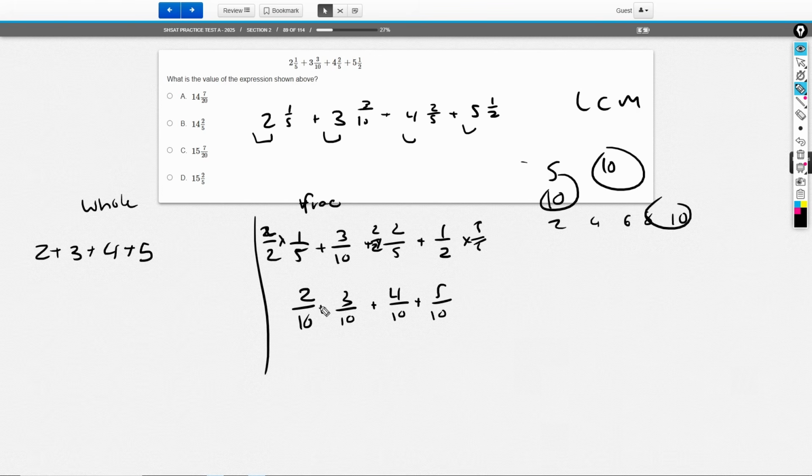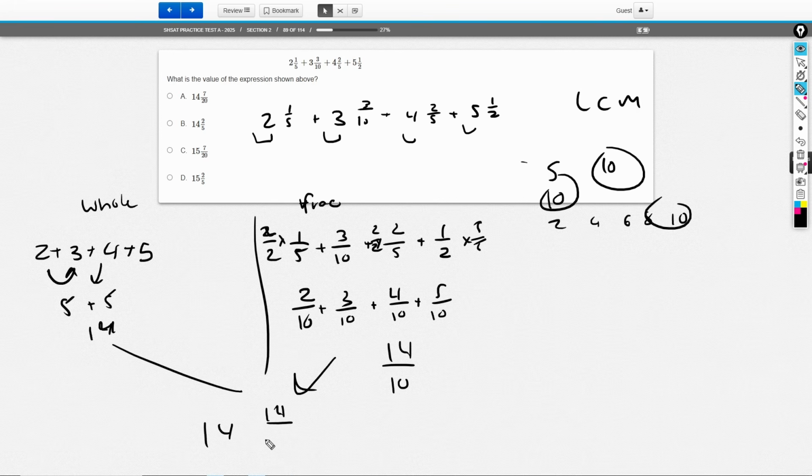So now we add all these together. 2 plus 3 is 5. 5 plus 5 is 10, and 10 plus 4 is 14. So I'm left with 14 over 10. And over here, 2 plus 3 is 5, 5 plus 4 is 9, and 9 plus 5 is 14. Now I can combine both of these together to get 14 and 14 over 10.